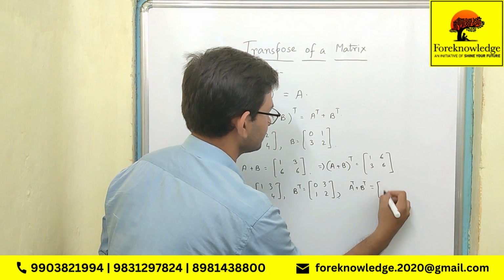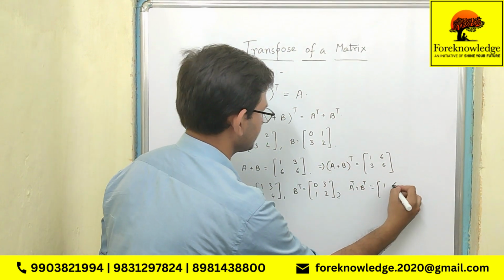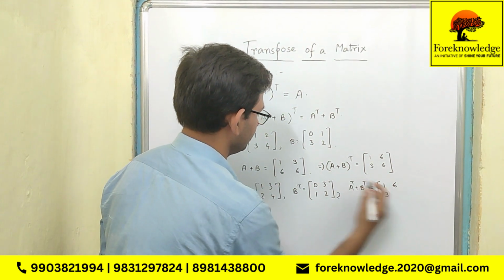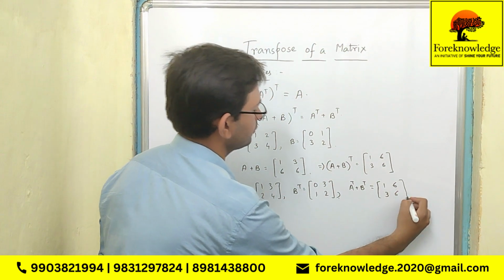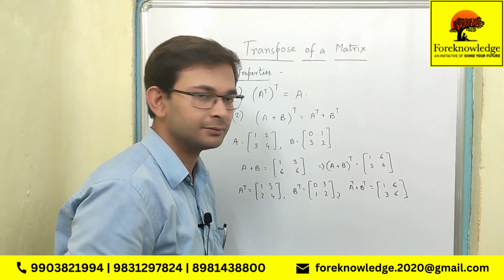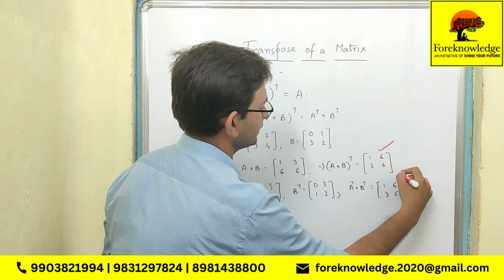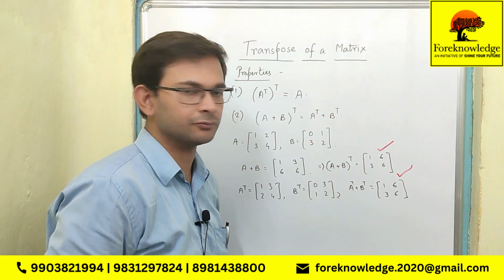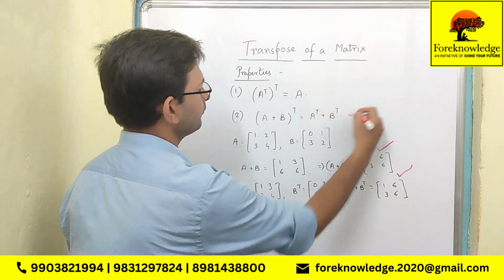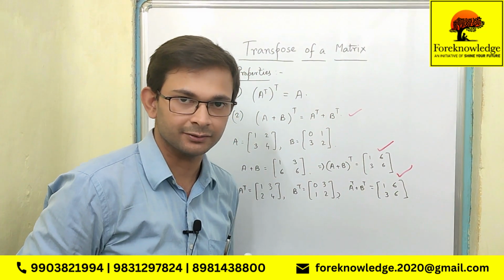1 plus 0, that is 1. 3 plus 3, 6. 2 plus 1, 3. 4 plus 2, 6. Now look at these two quantities. This quantity and this quantity. Both of them are equal. So the second property is also verified, not proved.